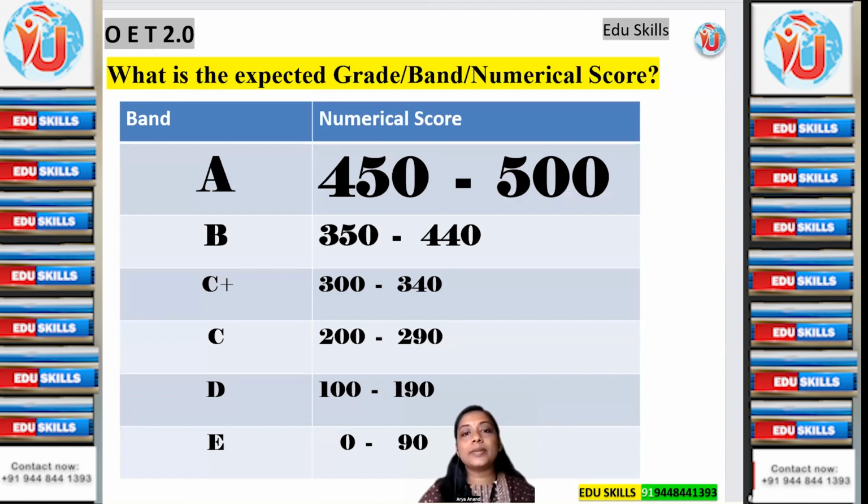Then, what is the expected grade, or band, or the numerical score? For grade A, we need to score 450 to 500. And for grade B, we need to score 350 to 440. I'm not going to explain the C plus, D, E, and all, because in Edu Skills we aim only for A grade. That means you need to score 450 to 500.